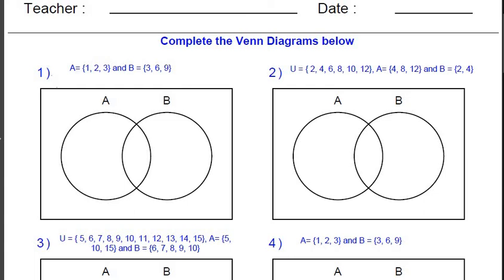Now, the first step, we need to know what elements they have in common. What elements do set A and set B have in common? They only have one element in common, and that's 3. Awesome.